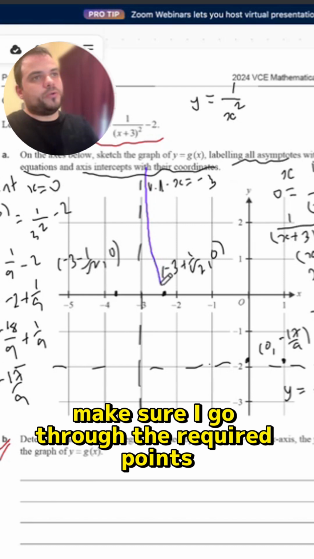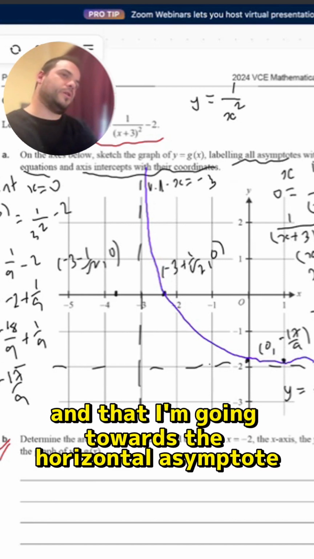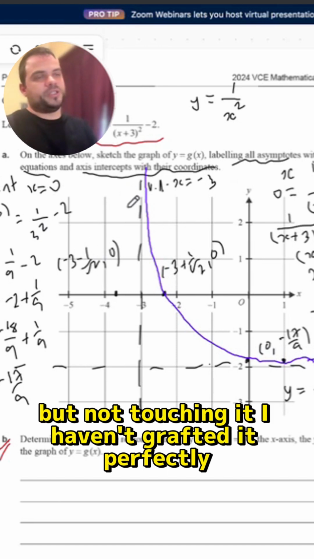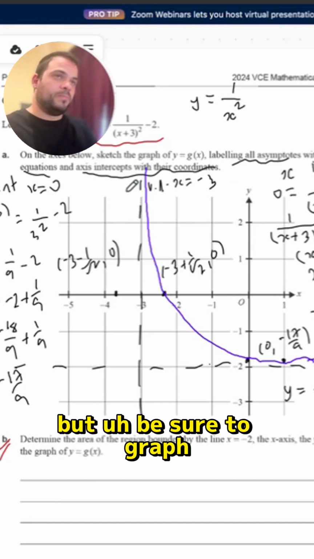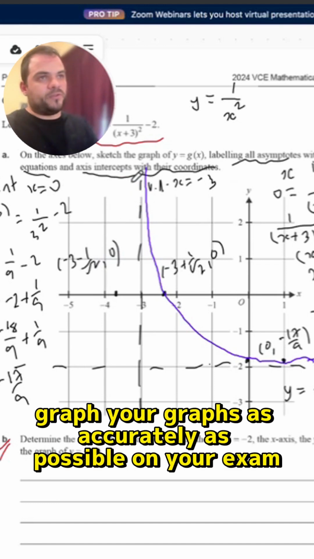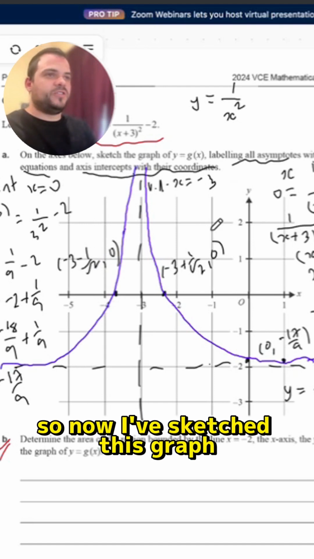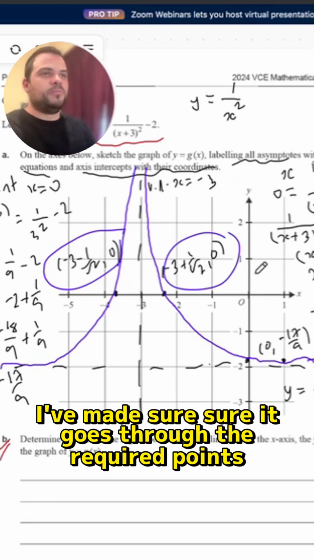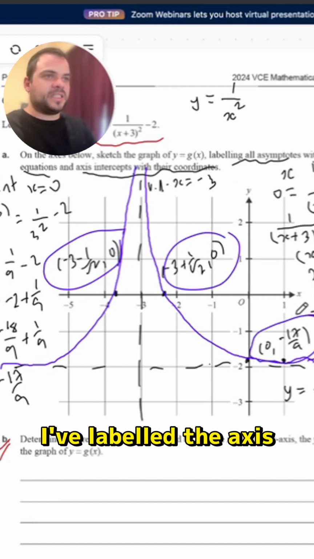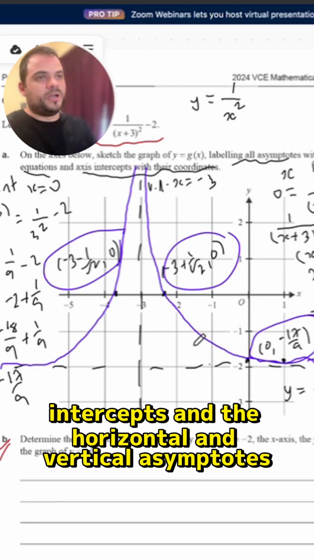Make sure I go through the required points and that I'm going towards the horizontal asymptote but not touching it. I haven't graphed it perfectly. It's a little bit harder in a digital form, but be sure to graph your graphs as accurately as possible on your exam. So now I've sketched this graph. I've made sure it goes through the required points. I've labeled the axis intercepts and the horizontal and vertical asymptotes.